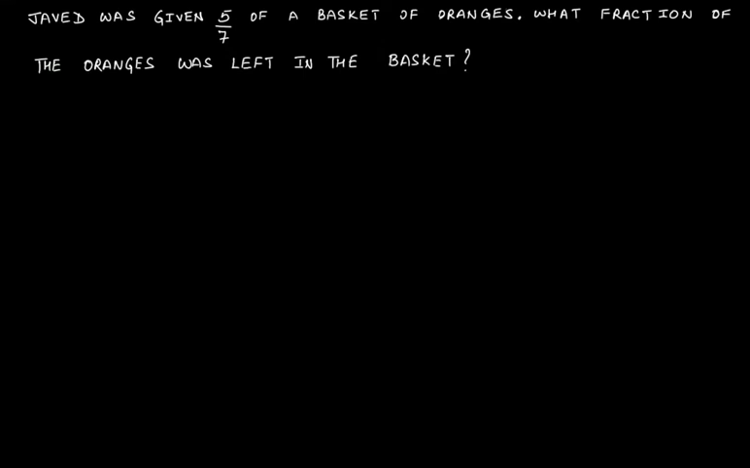Javed was given 5 over 7 of a basket of oranges. What fraction of the oranges was left in the basket? So this 5 upon 7, or 5 over 7, is a fraction that was given to Javed. It's being asked what fraction of the oranges is left now.